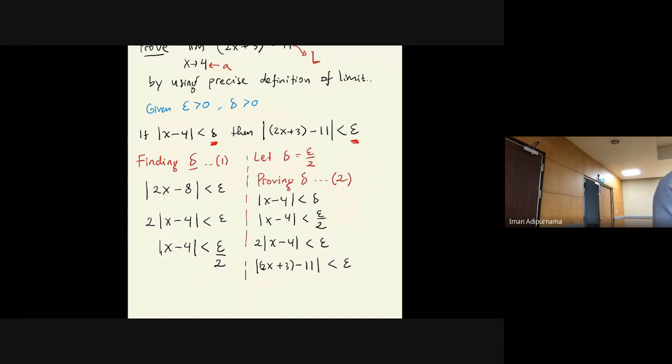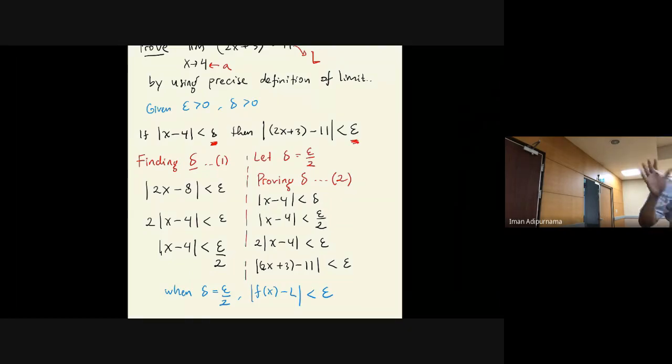Then we can write, when delta is epsilon over 2, we can write this: f of x minus L is less than epsilon. That's how we prove that the statement of the limit is true. So we find the delta. It's like we move forward and then go backward, back to the original equations. That's how we prove equations using the delta and epsilon.